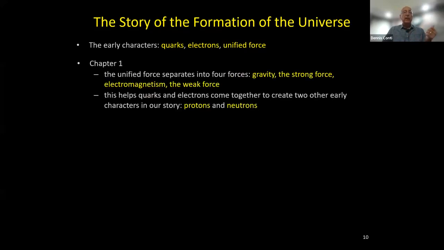Okay, so I'm going to talk about the formation of the universe as a story. I'm going to talk about the early characters in our story. These are quarks, electrons, and unified force. You don't have to worry about remembering the details of what I'm going to be talking about here. You get a general sense as we go through the story of how these characters in the story all fit together. Chapter 1 of our story is that there was a unified force of 4 major forces: gravity.